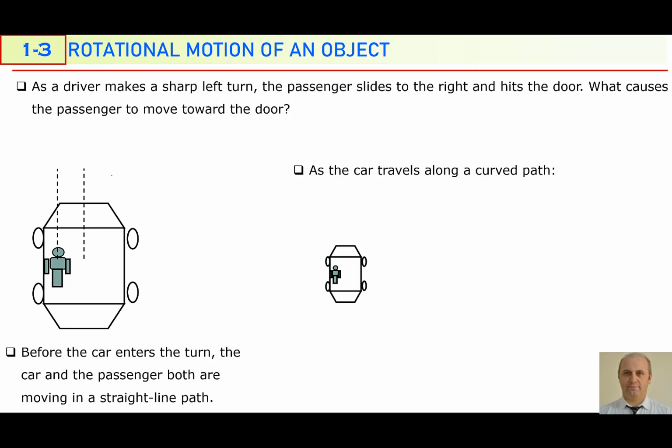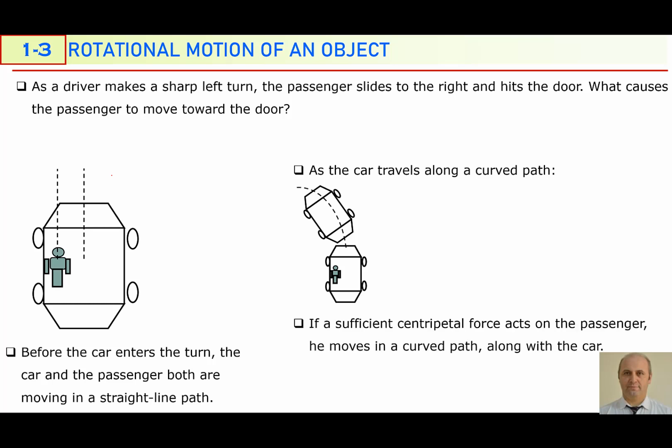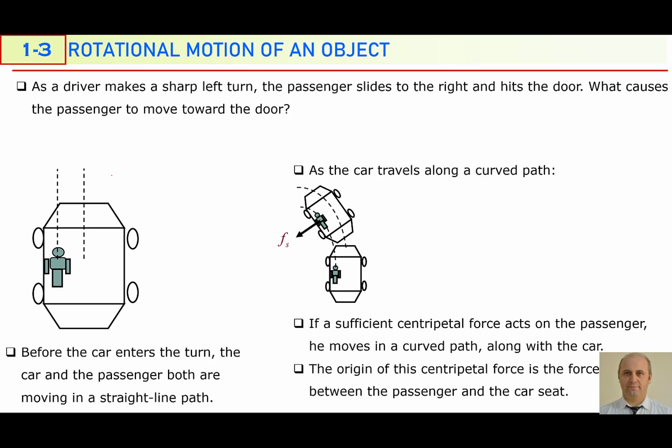But as the car travels along the curved path, if it is not so sharp a turn, if it's a soft turn, as the car is turning, if enough static friction force between the passenger's body and the seat is applied on the passenger's body, this passenger will turn together along with the car. So static friction force between the passenger's body and the seat will provide a centripetal force, and because this centripetal force is enough as the car makes a soft turn, the passenger and the car can turn on a circular path.